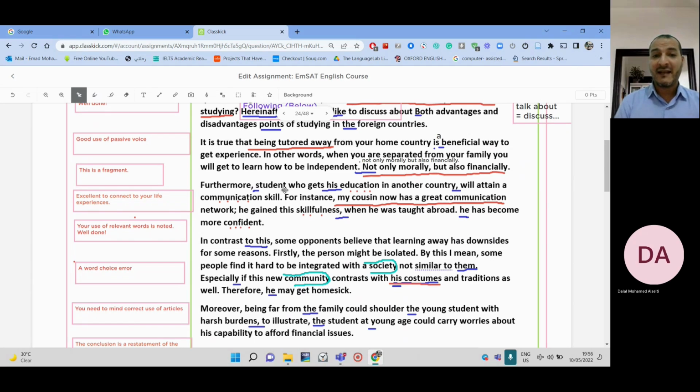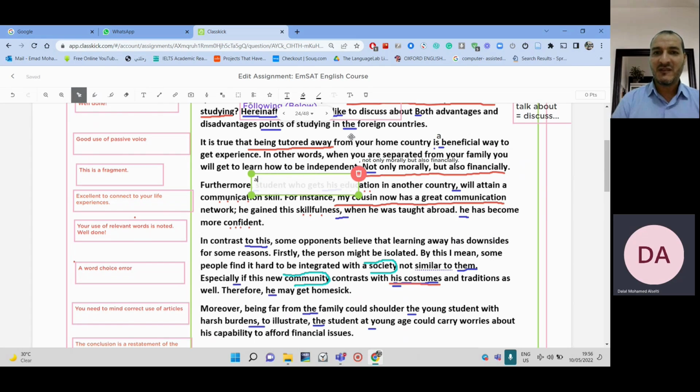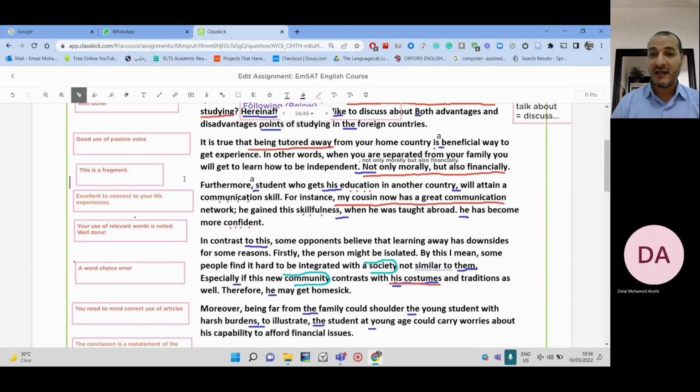Furthermore, student, is it countable or uncountable? Is it singular or plural? This is singular. So in this case, it's a singular countable. So you have to use a. Supposed to be a student. A student who gets. This would be okay. See? It's really little, but you lose some marks if you don't consider it. So you just say a student. This is how you fix it. So say a student who gets his education in another country.